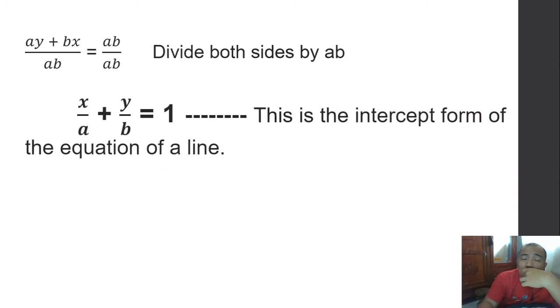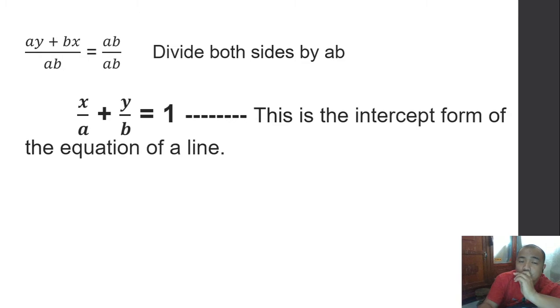So it becomes ay divided by ab, cancel a, so y over b. Bx divided by ab, cancel b, x over a. ab divided by ab is 1. So this is now what we call the intercept form of the equation of a line: x over a plus y over b equals 1.